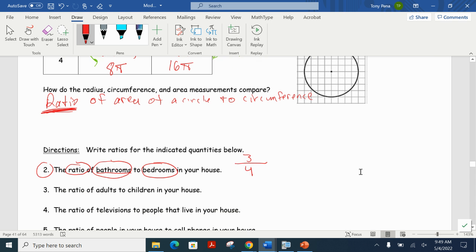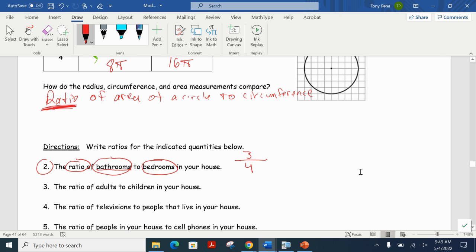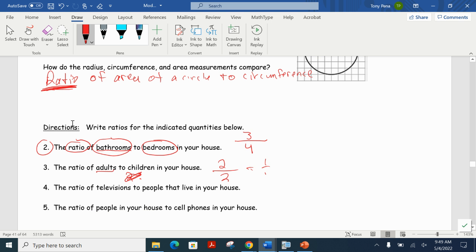All right, so that next one, if I said the ratio of adults to children in your house, so for me, I had 2 adults, let's do it as a fraction, and I have 2 children. All right, so for me, this is a 1-to-1. So for you guys, it's obviously going to be a little bit different. All right, so do 4 and 5, and then we're going to revisit the one that we're ultimately concerned about up here. So do televisions to the people, and then people to phones.